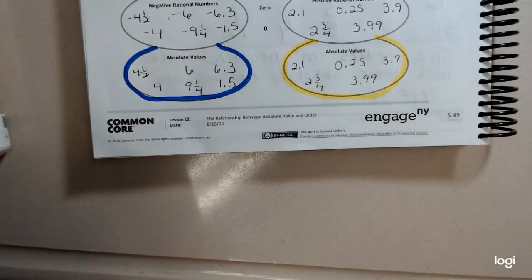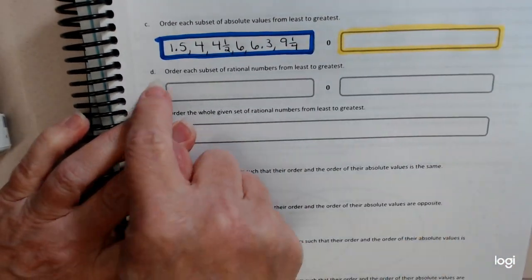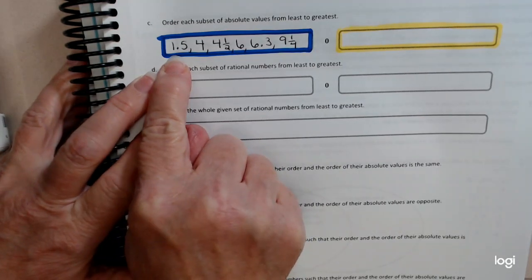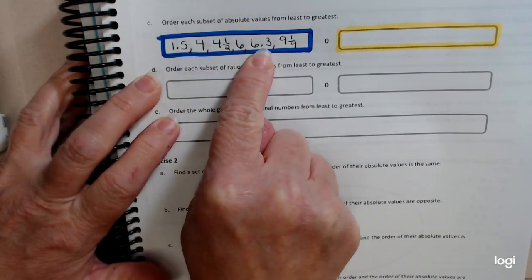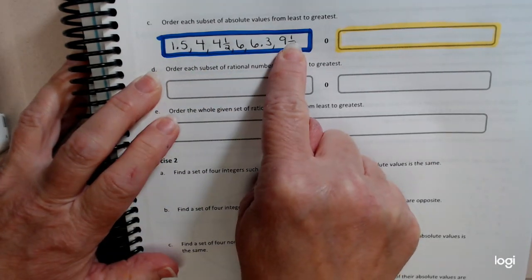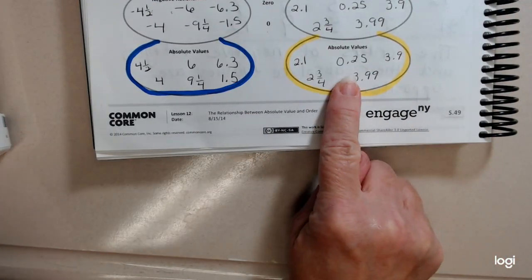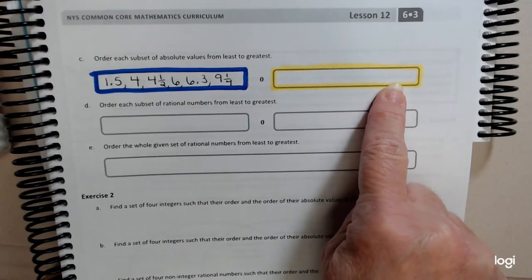Okay, so this is going to be good practice for us. Here we go. Let's see how you did. I have 1 5/10 as my smallest value, and I went from 4 to 4 1/2, 6, 6 3/10, 9 1/4. Least to greatest. Okay, you're going to pause your video again, and this time you're going to take these values and put them in order from least to greatest inside this box.